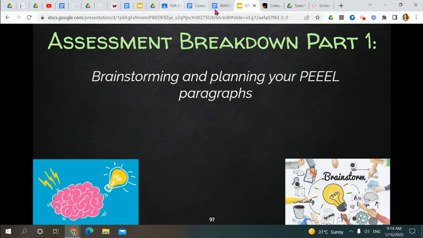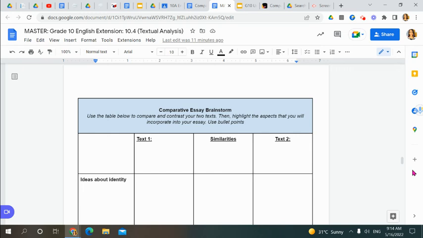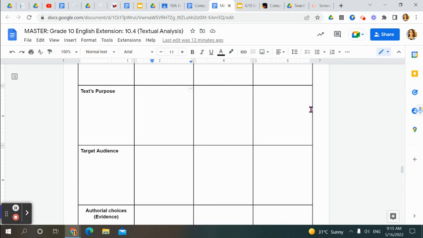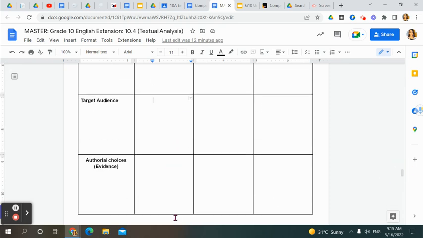Before you continue with this video, what you need to have already finished for homework was your comparative essay brainstorming Venn diagram table. You'll note that we started to look at this in class last week and you were asked to do this over the weekend. You needed to compare and contrast your first text and your second text and note any similarities in the way they communicated ideas about identity, what the purpose of each text was, and whether they were different or similar. The same with the target audience, who they were aimed at. And then I asked you to start to gather some authorial choices as your evidence.